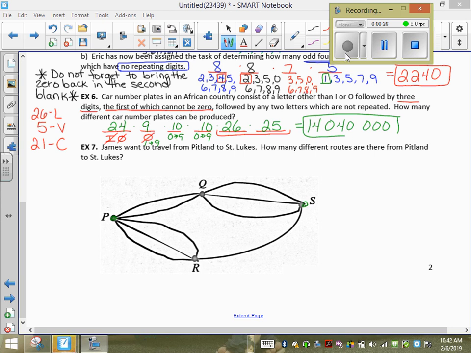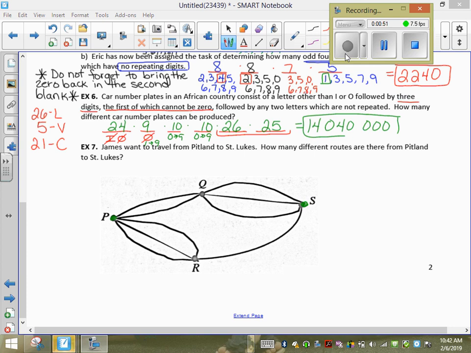So we can use the fundamental counting principle in this way because the fundamental counting principle states that if you have different parts that make up the whole thing, you can take the amount of outcomes in part 1, the amount of outcomes in part 2, multiply them and you get the total number of outcomes. We agree? So going from P to S through Q has 2 parts, correct?